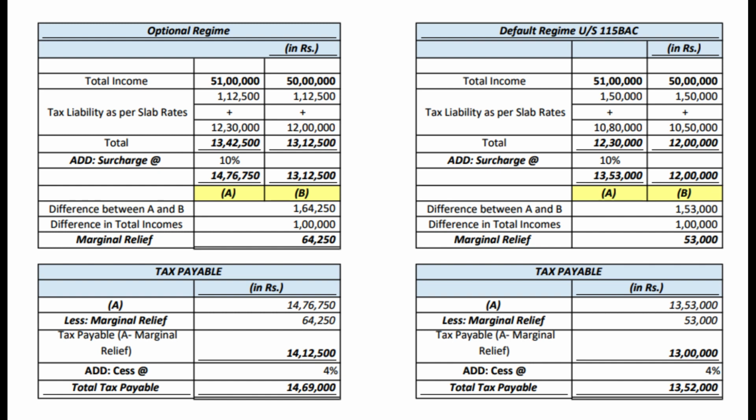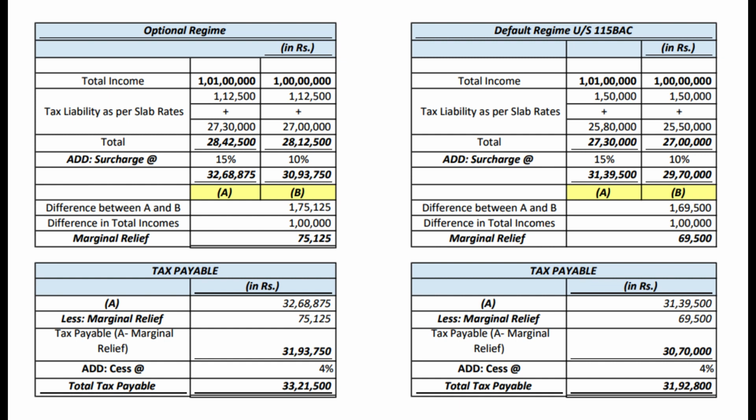So the assessee was supposed to pay tax on the total income of 51 lakh. The tax payable by the assessee will be rupees 13,53,000. But since he is claiming the marginal relief of rupees 53,000, the tax payable will finally be settled at rupees 13 lakh only. To this amount, we are adding cess at the rate of 4%. The total tax payable by the assessee will be rupees 13,52,000.